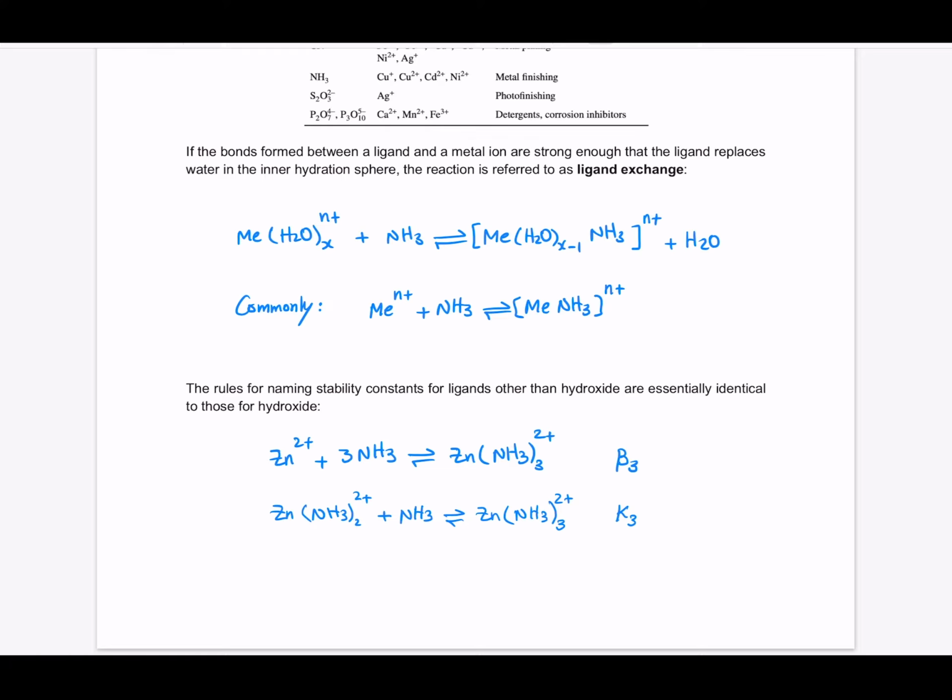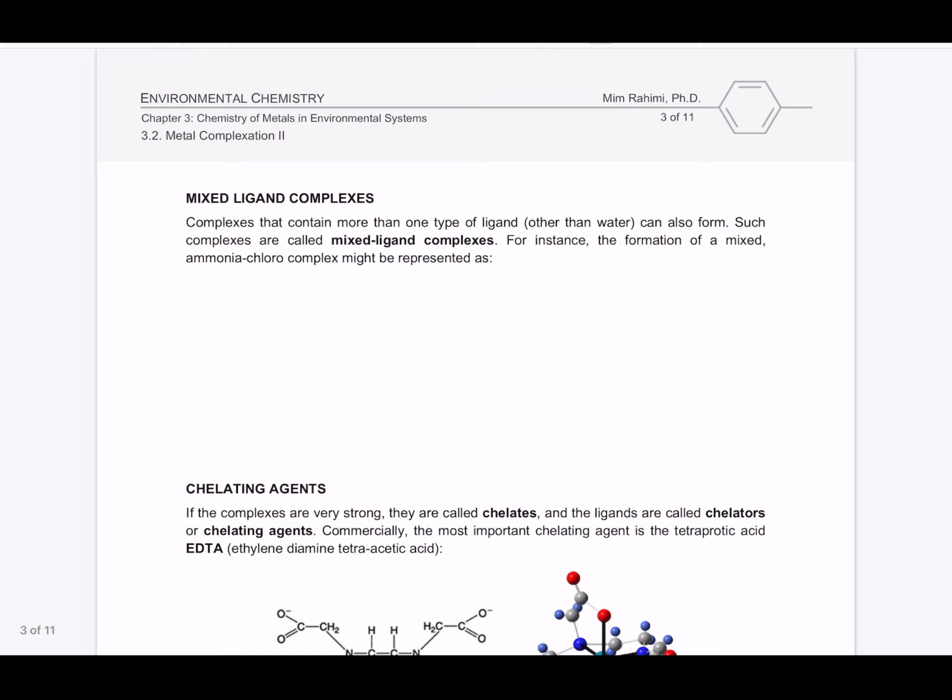So still very similar to what we talked about in the previous lecture, we extended to a different ligand in this case, which is ammonia. So the second topic is basically mixed ligand complexes. So sometimes we have metal complexing with more than one ligand.